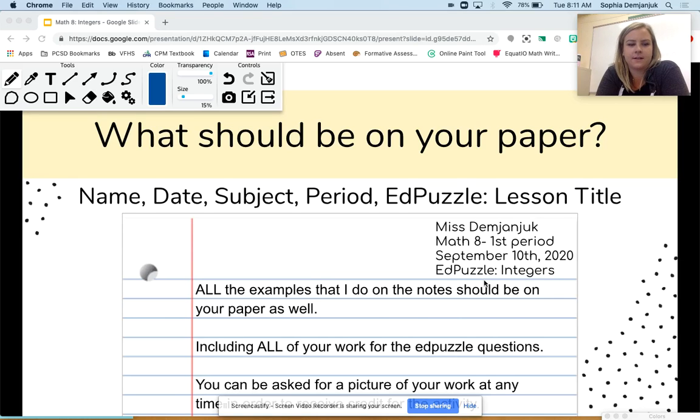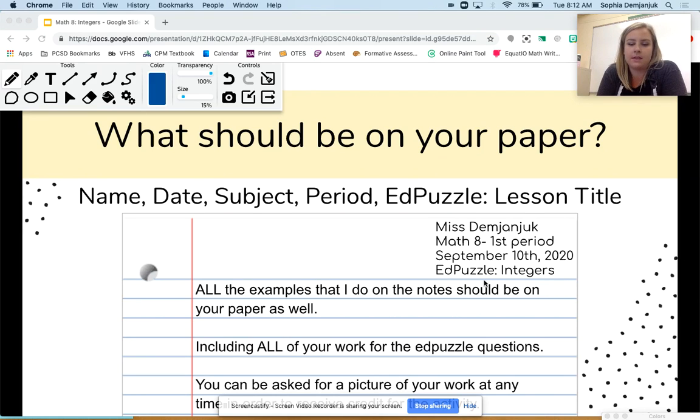All right, so for your first Edpuzzle video, we're going to go over basics before we actually get into the math lesson. So what should be on your paper? You should have a piece of paper out in front of you. You should have a pencil with you. And at the top, you're just going to want to always label it. That way you can always flip through, find that page easily.